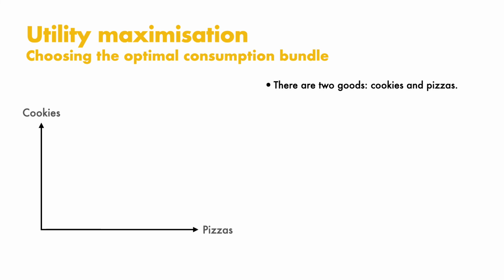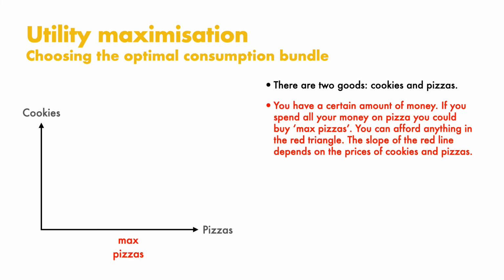Once preferences satisfy the 3 conditions, one can represent the optimization problem graphically. The problem boils down to the question, how can I make best use of the money I've got? Let's look first at how we represent the budget constraint. You have a certain amount of money you could spend entirely on cookies or entirely on pizzas or anything in between, which is drawn as the red line. If you spend less than your budget, you can also afford anything under the line in the red triangle.